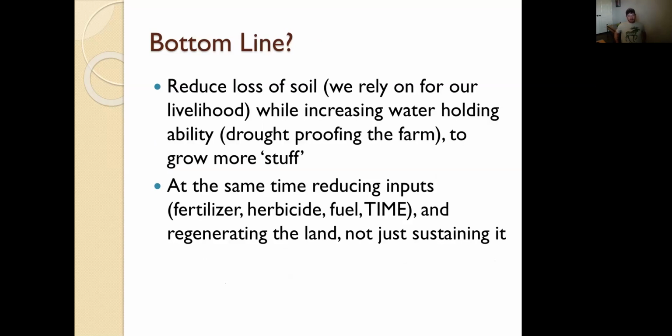So when we come to our bottom line, we're trying to reduce our loss of soil, which we rely on for our livelihood, while increasing the water holding ability of our farm, whether it's cropland or grazing land, drought proofing that farm to grow more stuff. At the same time, we're reducing our inputs, whether that be fertilizer, herbicide, fuel, mechanical implements, or time, and we can actually regenerate that land. We can regenerate the ability of that land to function, not just sustaining it. Sustainable agriculture means we're staying at the same level. And at the same level of something that's been pretty beat up, I don't think is where we need to look. I think we need to look at going in an upward trend, allowing that soil to increase the amount of work that it can do.